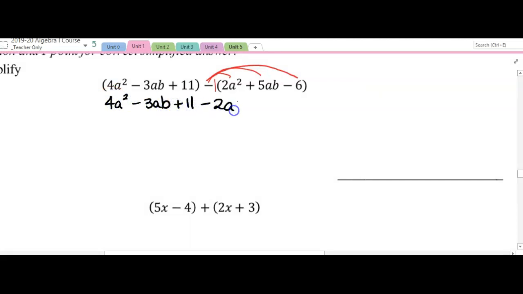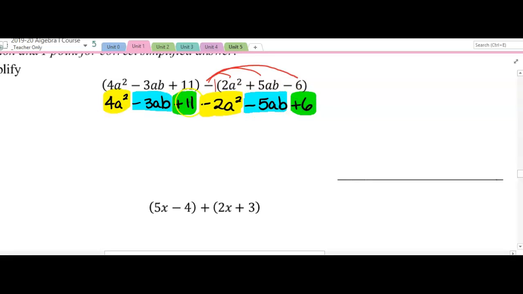Take away 2a squared. Take away 5ab. Add 6. Change, change, change. Now I'm going to combine all the a squared terms. I'm going to combine all the ab terms, because in order for terms to be like, they have to have the very same variables, or no variables at all, like 11 and 6.